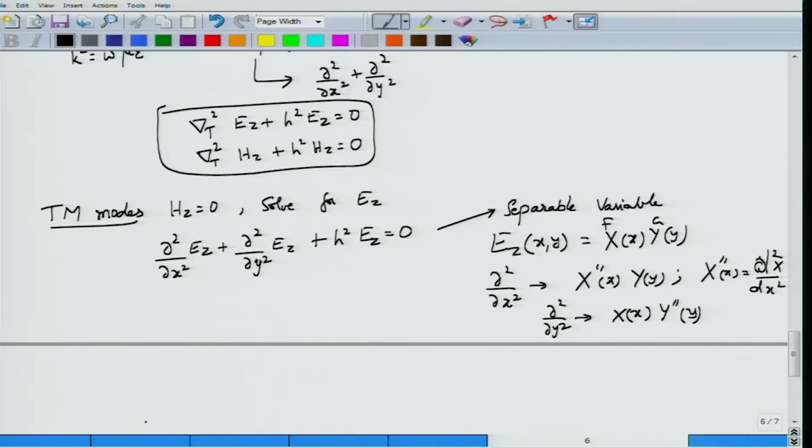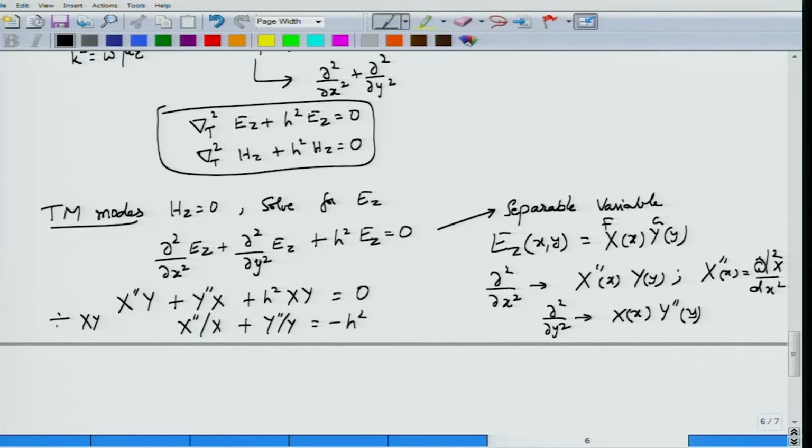Okay, so this is the equation, and we already know what ∂²/∂x² looks like, so I can substitute for this. To obtain X double prime Y, I am not writing the x and y dependence, that is understood here, plus Y double prime X, plus h² XY. Remember, Ez is equal to X into Y. So this is equal to 0. Divide everywhere by XY. If I divide that, I get X double prime by X plus Y double prime by Y is equal to minus h².